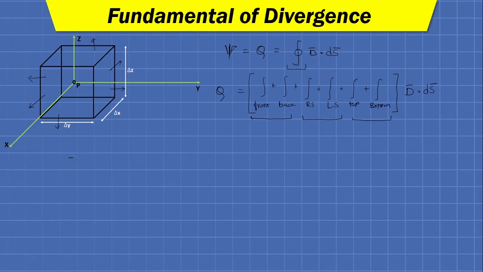So if I want to calculate the integration over the front surface of D bar dot ds bar, what will I do? Let me remove unnecessary surfaces. This is our front surface, which is in the direction of x. So for the front surface, I can write ds bar equals delta y delta z ax bar.